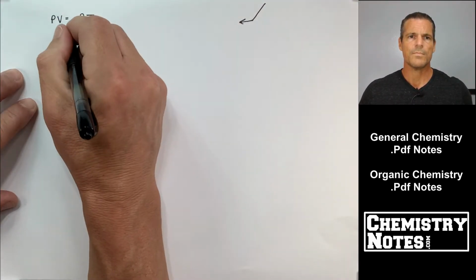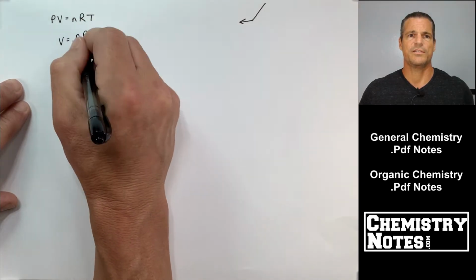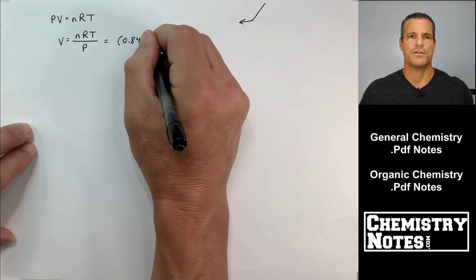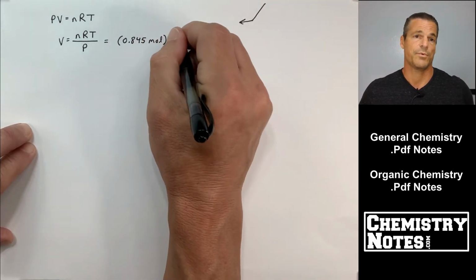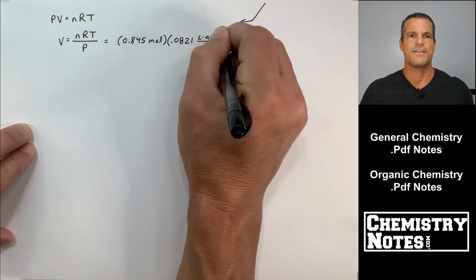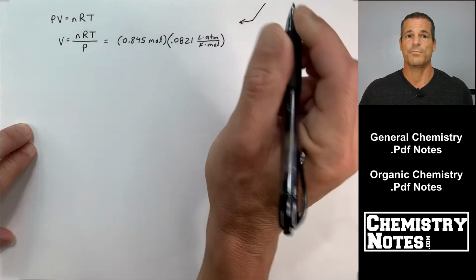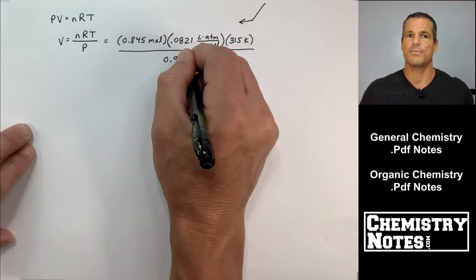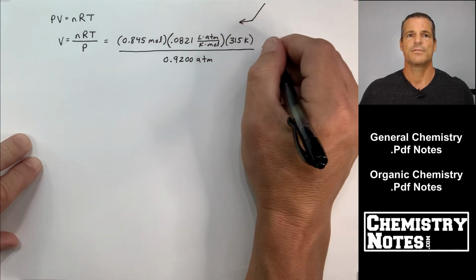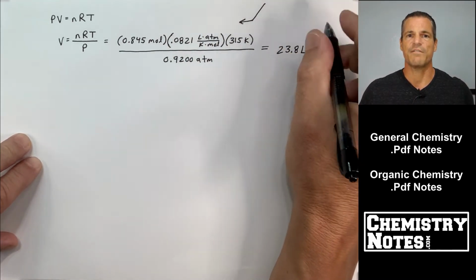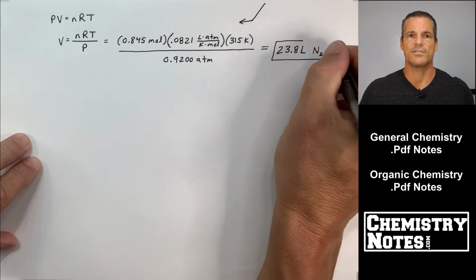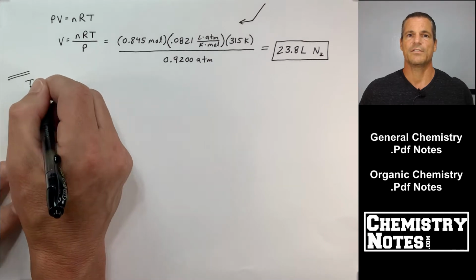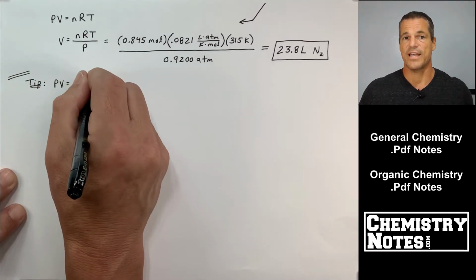So page 2 of our notes here, we're continuing with the second example problem. PV equals nRT. We rearrange. I like to rearrange when it's still just the letters. V equals nRT over P. Plug everybody in. You notice what pressure I'm using? I'm using the pressure that's in atmospheres. And if you look at all of the units I've included here, everything cancels, and I'm left with only liters. 23.8 liters of N2. N2 is nitrogen gas.